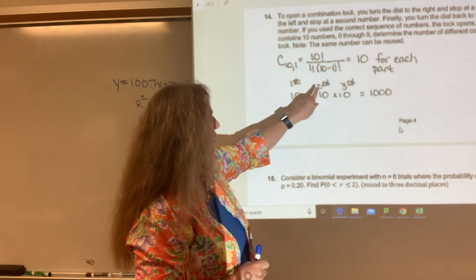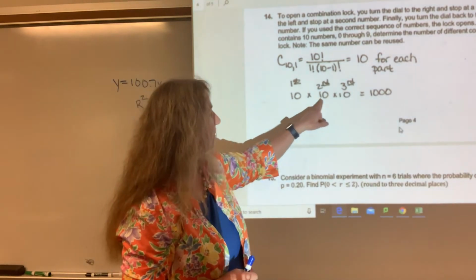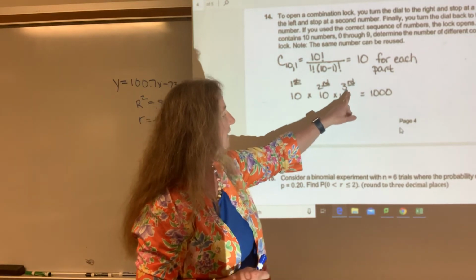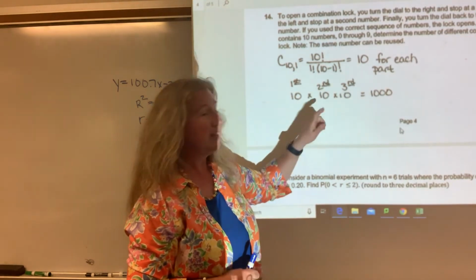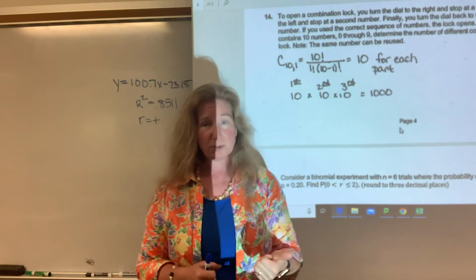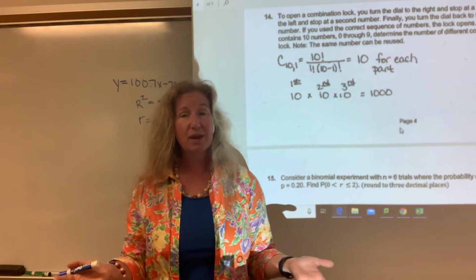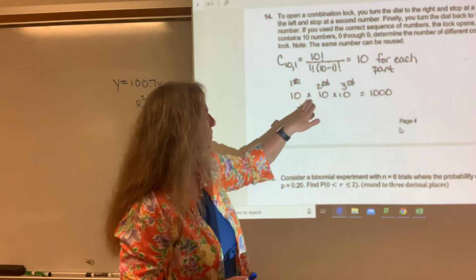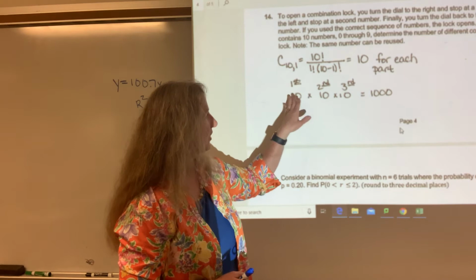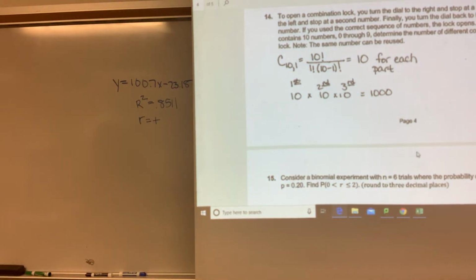So we have the first, the second, and the third. So I have 10 options on the first, 10 options on the second, 10 options on the third. This is an and situation, right? I have to get the first one right, and the second one, and the third one, or my lock will not open. So that's why we know to multiply these together. So 1,000 is the answer there.